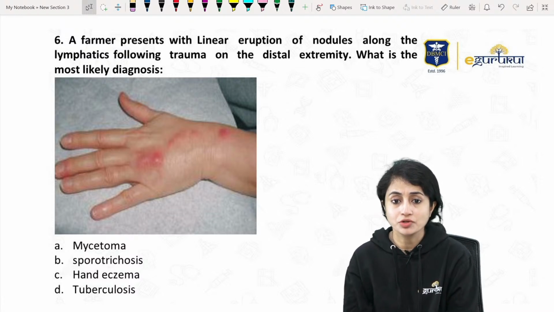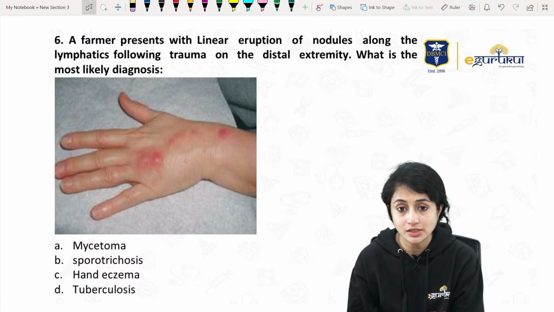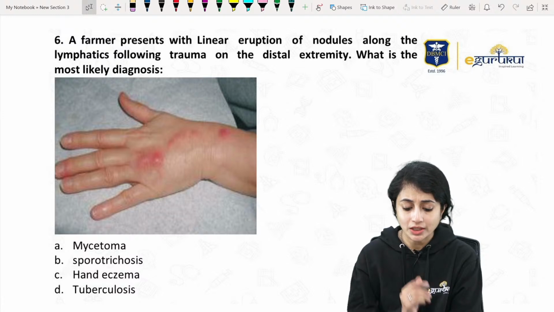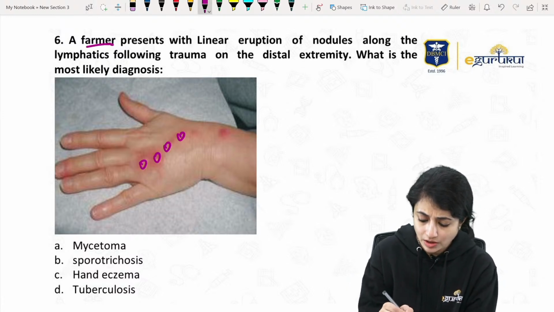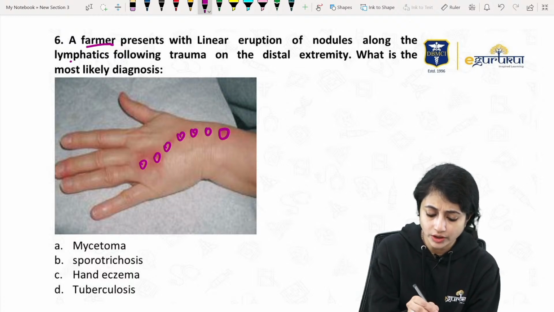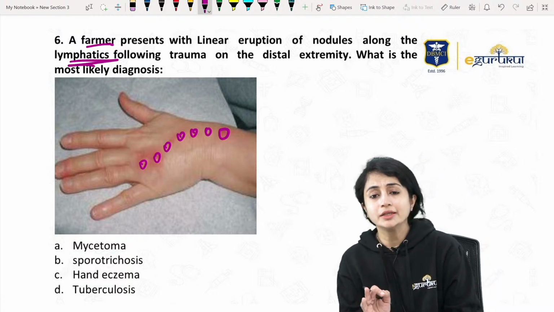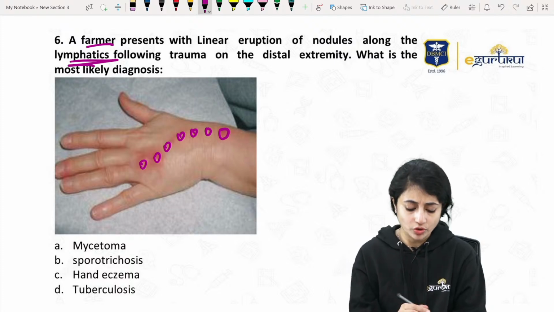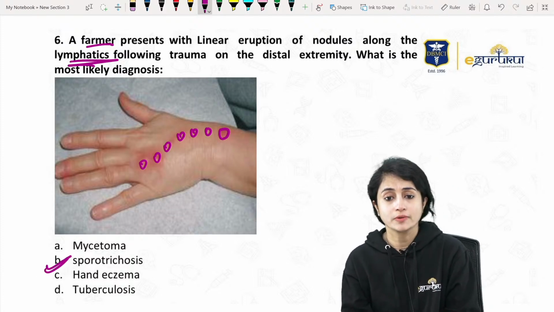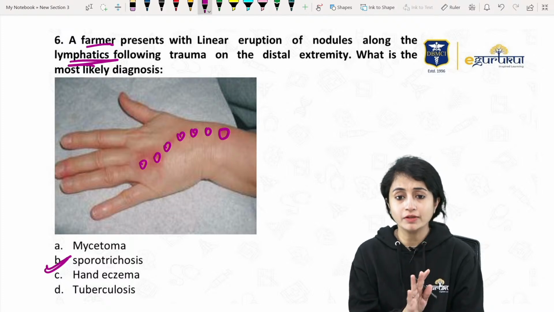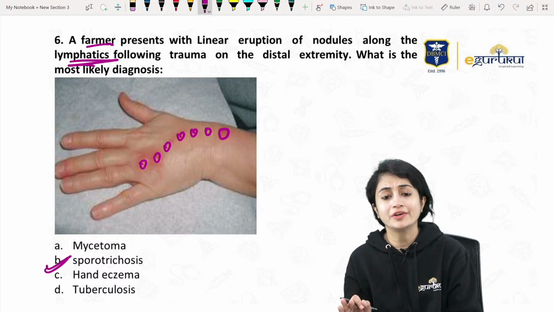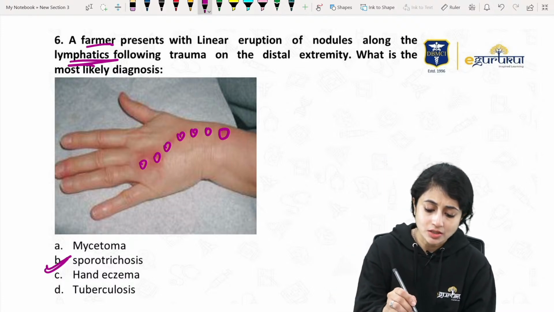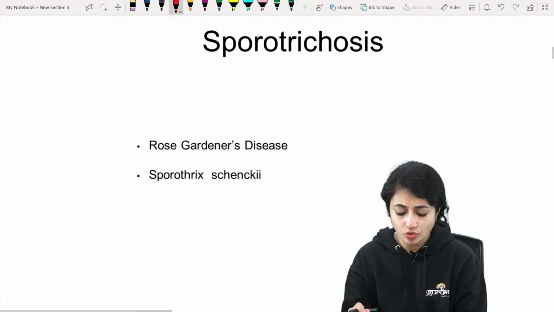trauma on distal extremity. This was also asked in INI-CET this time. What is the most likely diagnosis? So I have a farmer who's presenting with this linear eruption of nodules along the lymphatics. Anything similar to this, you should be knowing it is sporotrichosis. It is a very, very classical description, a classical image. Linear development of nodules in a farmer along the lymphatics is sporotrichosis. So what is sporotrichosis?